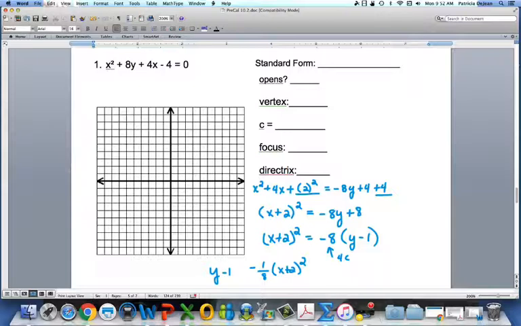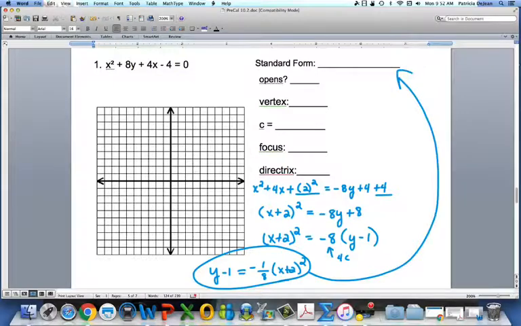Okay, and so that would be the standard form that goes up in this blank right here. I'm not going to rewrite it. But that's what I would put in that blank. Now, it opens up or down. It's an x squared. Opens up or down. Since it's negative, it's going to open down.